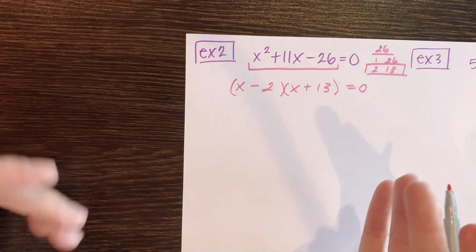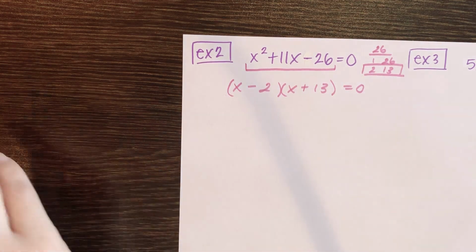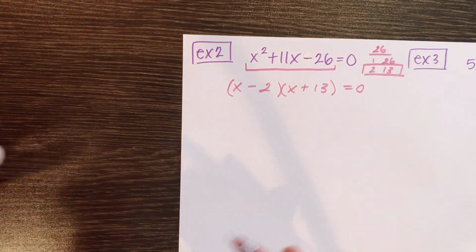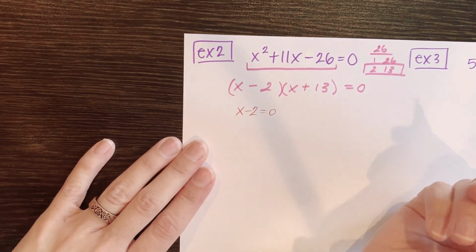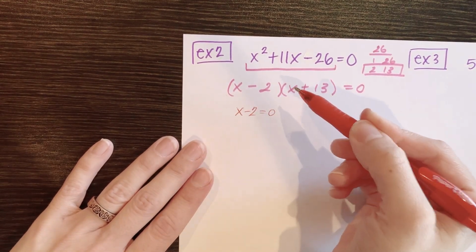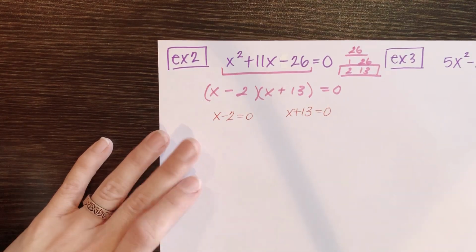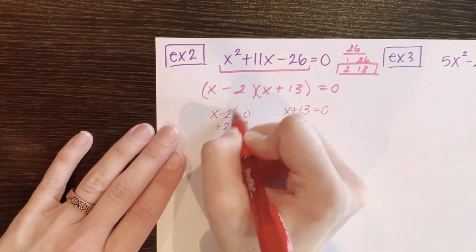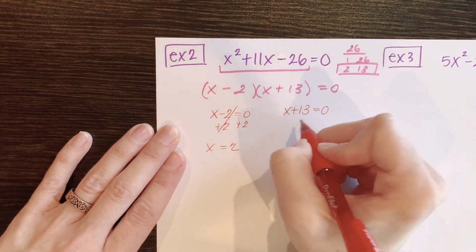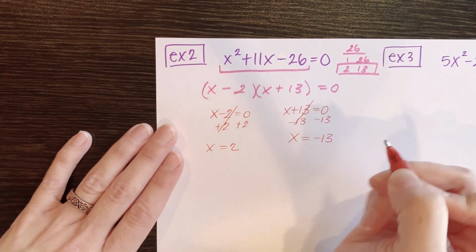Now this is an equation where I have two things that are being multiplied and set equal to 0. So what does that mean? It means one of these two things is 0 itself. So either the x minus 2 part is equal to 0 or the x plus 13 part is equal to 0. Little tiny equations to solve that I can do in my sleep, right? Because this is chapter 2.